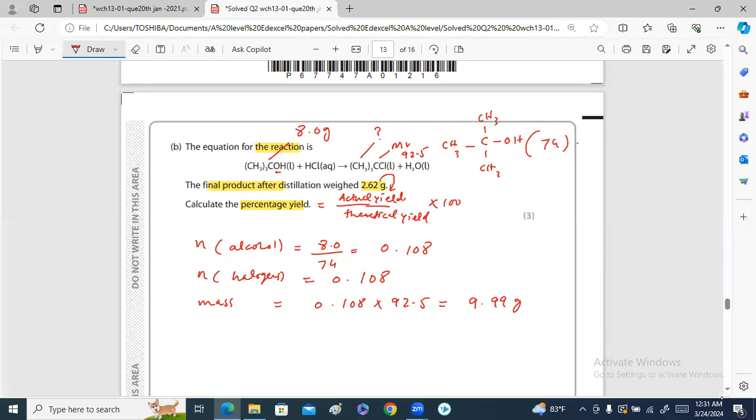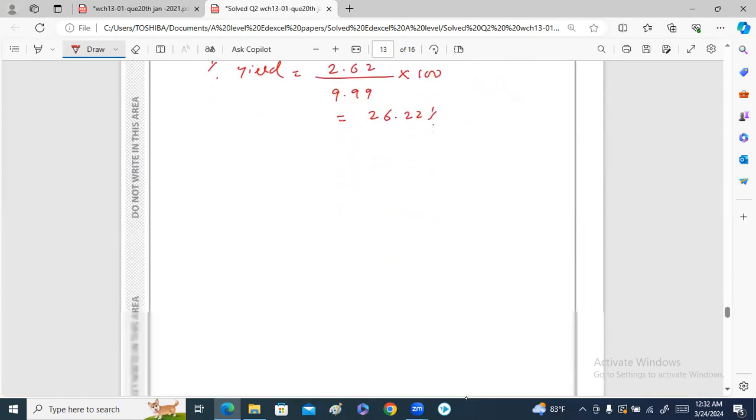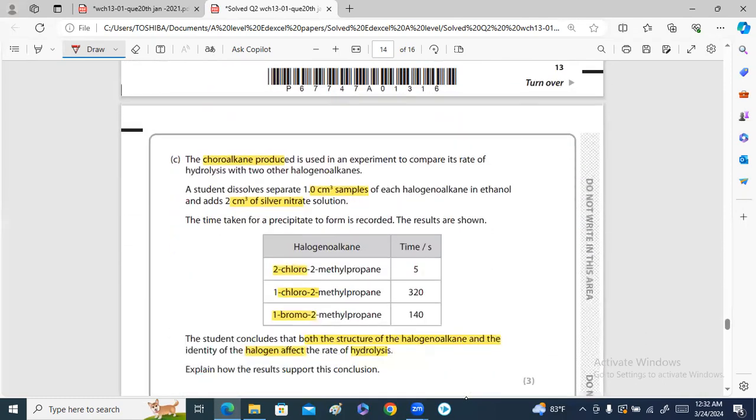We were expecting 9.99 grams, but actually we obtained 2.62. So to get the percentage yield, this is our actual yield. We got this much amount, but we were expecting 9.99. This is theoretical yield times 100. So we can convert it into the percentage. So this is approximately 26.22%. So this much amount is the percentage yield. Now, let's move to the next part.